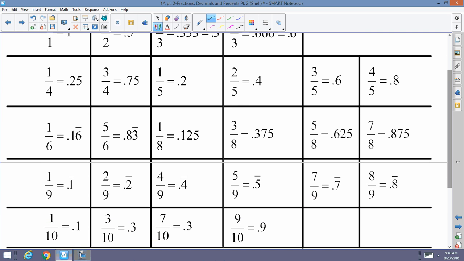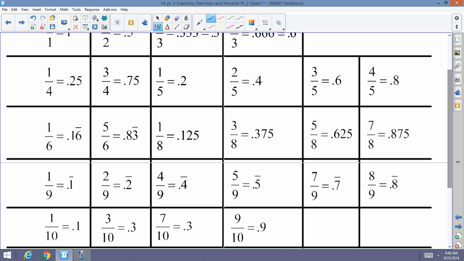The 6s aren't that common, but there's 2 that you should know. 1/6 is 0.16 repeating, and 5/6 is 0.83 repeating. I did not put the 2/6 because 2/6 is 1/3. I did not put the 3/6 because 3/6 is 1/2. I did not put the 4/6 because 4/6 equals 2/3. So I only went to the fractions that do not reduce to another known fraction.